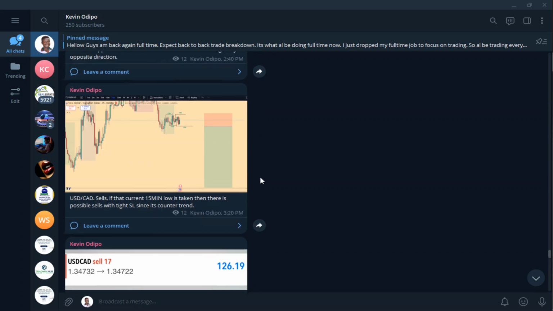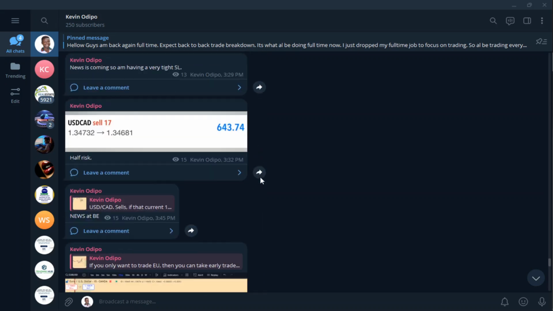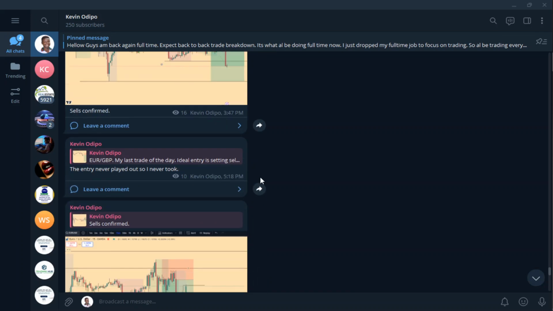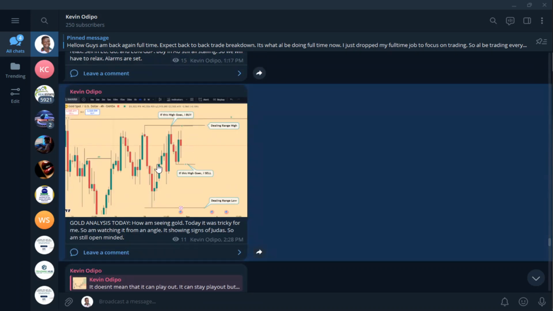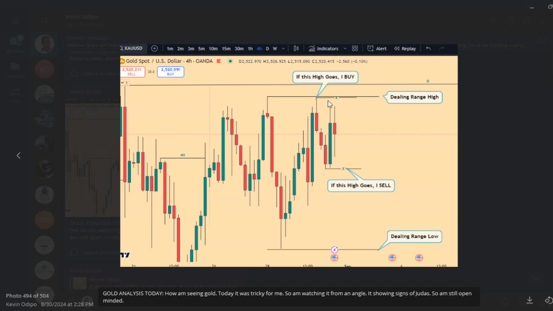So if you want to learn how we took these trades, like the other one that we took here was this gold. I gave analysis here and knew very well that this is the high. So this is the dealing range, daily dealing range from this point to this point.